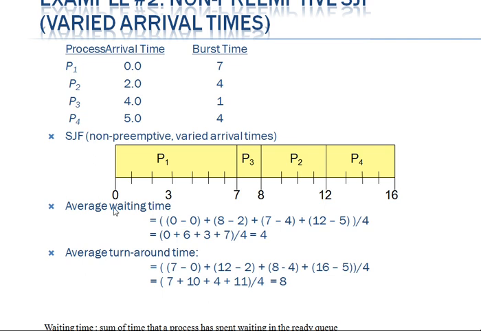Then we calculate the waiting time using this Gantt chart. Hence, the average waiting time we are getting in this case is 4 and the average turnaround time is 8.